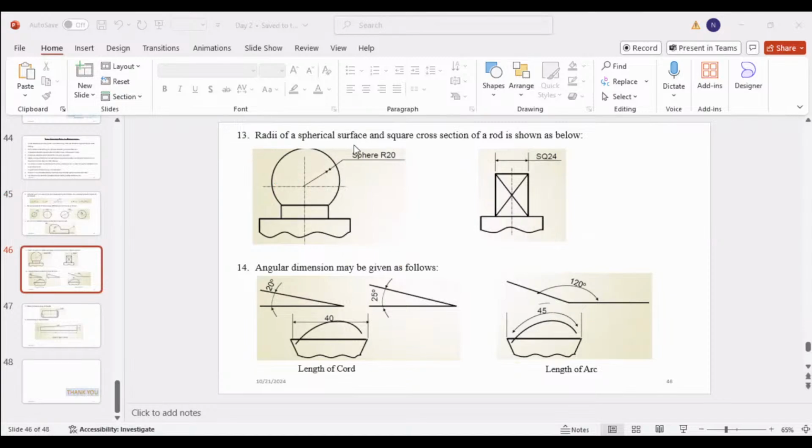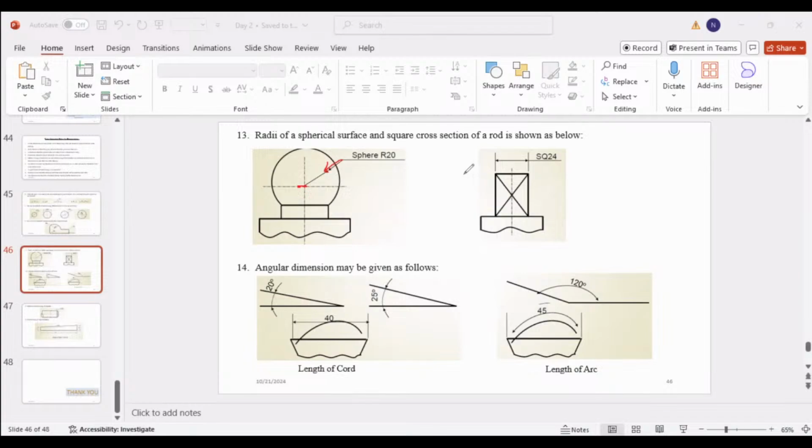So the radii of a spherical surface and the square cross section of a rod are shown below. So in here, this is not a circle, it is a sphere. In such kinds of cases, you can see that the radius is mentioned, but you have to mention that it is a sphere, right? You have to write sphere. Sphere R 20. So this is a sphere. And the radius of that one is 20. Okay, so it is a small knot. And this is the center of the sphere. The radius is taken from the center of the sphere.